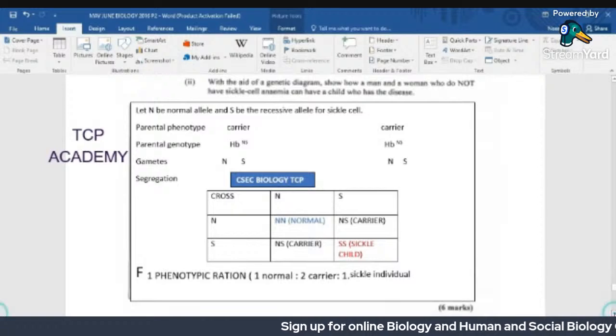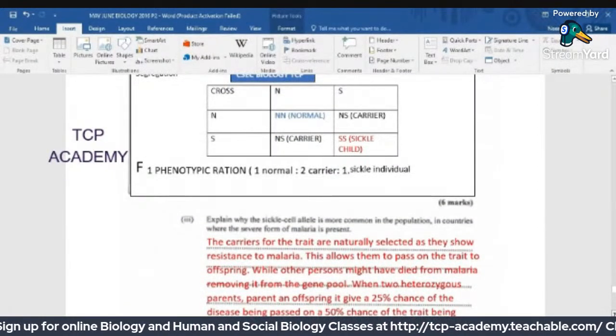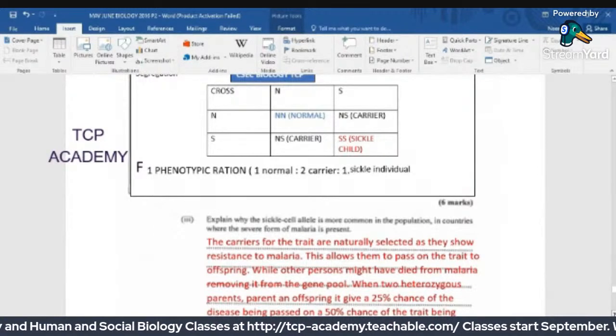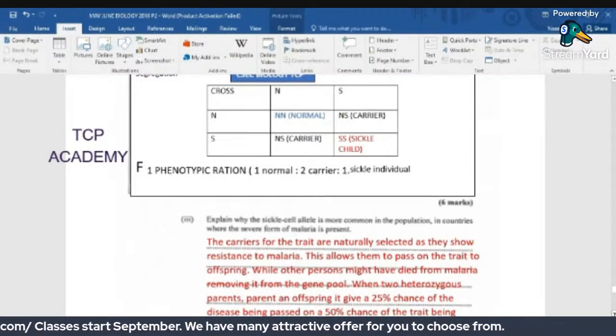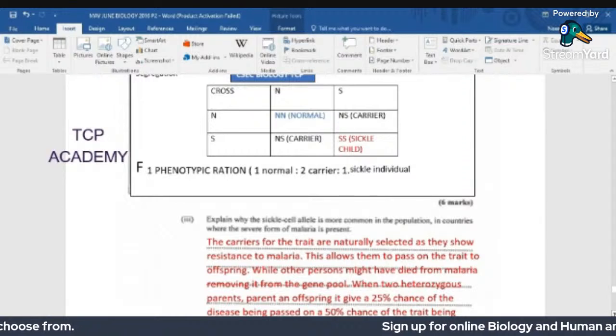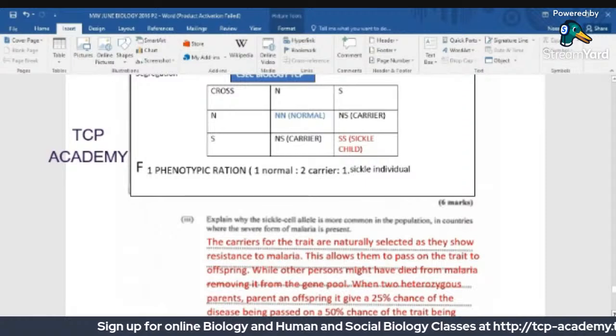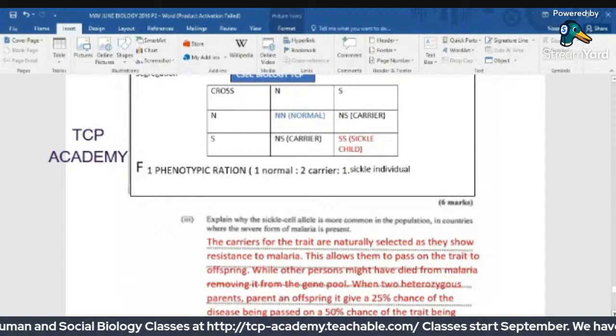Now we're supposed to explain why the sickle cell allele is more common in the population in countries where malaria is present. This is very, very interesting. If we look back at this Punnett Square, we're going to see some of the answer there. The carriers of the trait, the heterozygous form, are normally naturally selected as they show resistance to malaria. Once you have the trait, you are resistant to malaria. This allows them to pass on the trait to offspring.